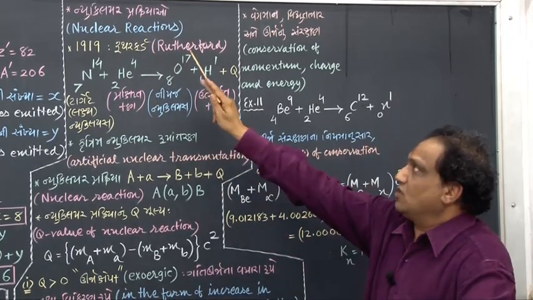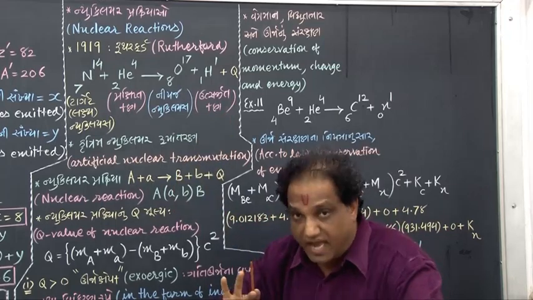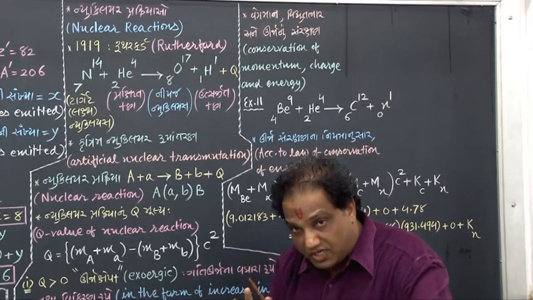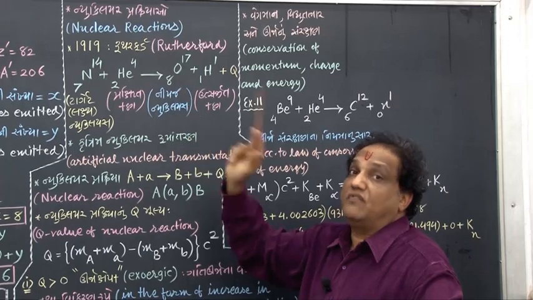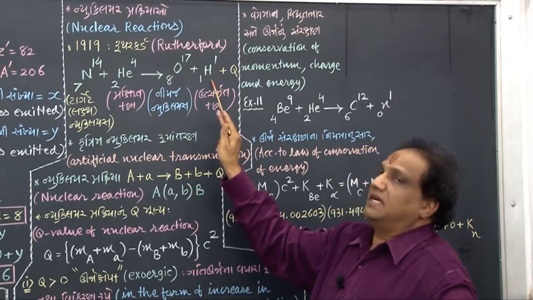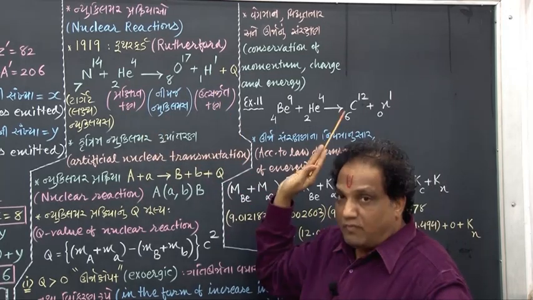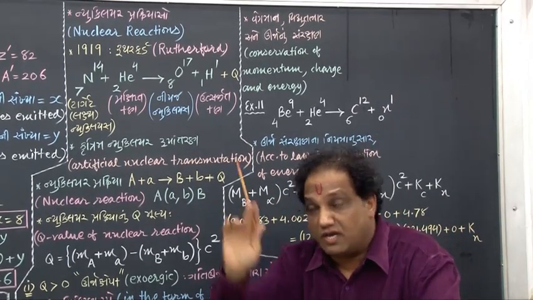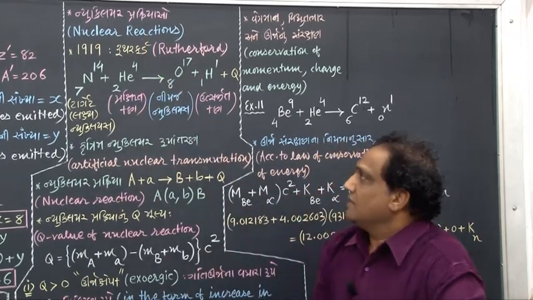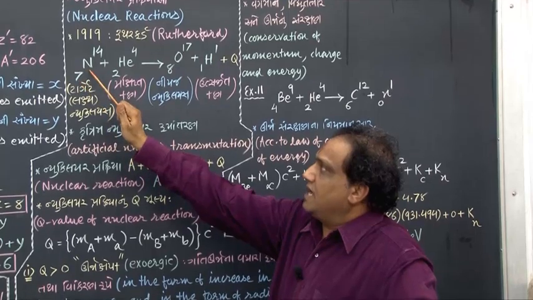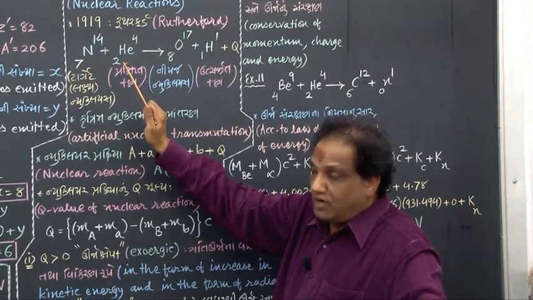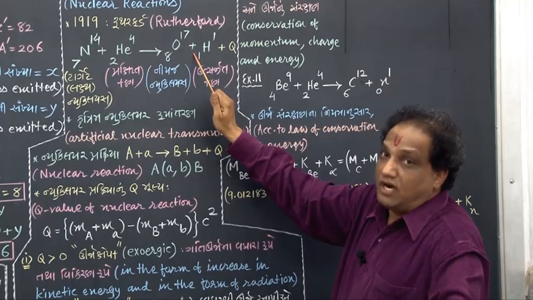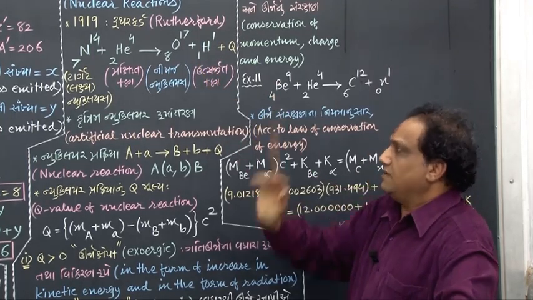I repeat, Mr. Rutherford proved experimentally in 1919 that whenever any stable nucleus is bombarded by proper particles with proper energy, it gets transformed into the nucleus of another stable element, and at that time some particle is emitted. This phenomenon is called artificial nuclear transmutation, and this process is called nuclear reaction. Got it? Fine. Now let us consider one example: 7N14 plus alpha particle, that is helium nucleus 2He4, gives 8O17, oxygen 17, plus hydrogen nucleus, that is proton 1H1. Fine.